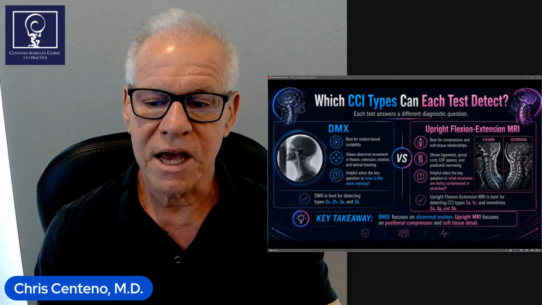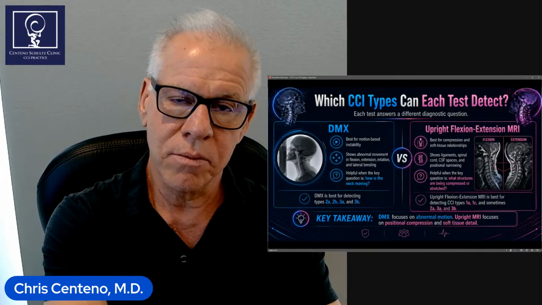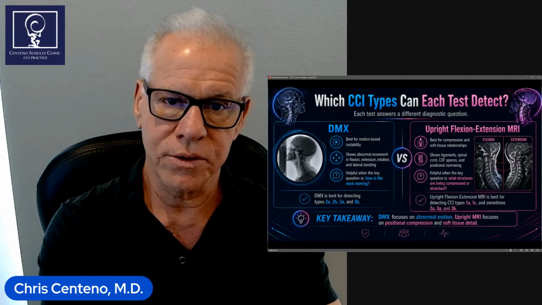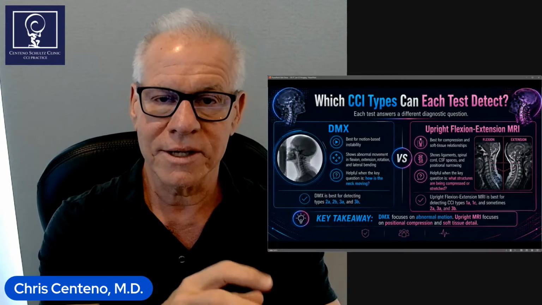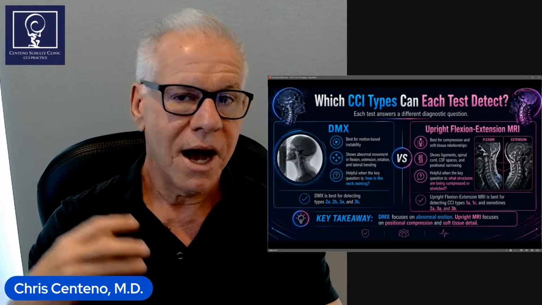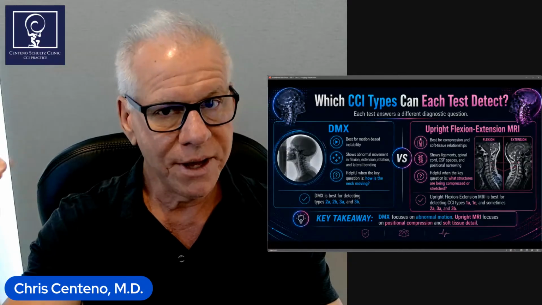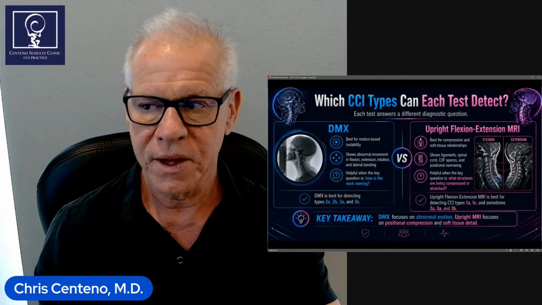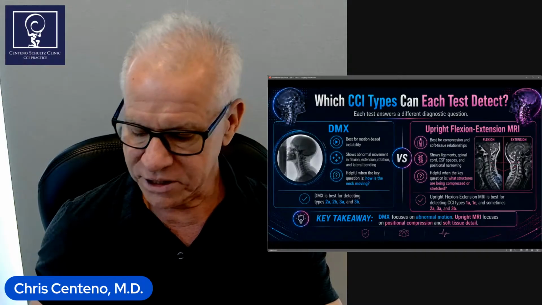So in summary, DMX tends to diagnose more types of CCI at C1, C2, and C2-3 more accurately, or it's got higher sensitivity. Upright MRI is more focused on that type 1 instability. That's where it's highly sensitive. So that gives you an idea of what's doing what.